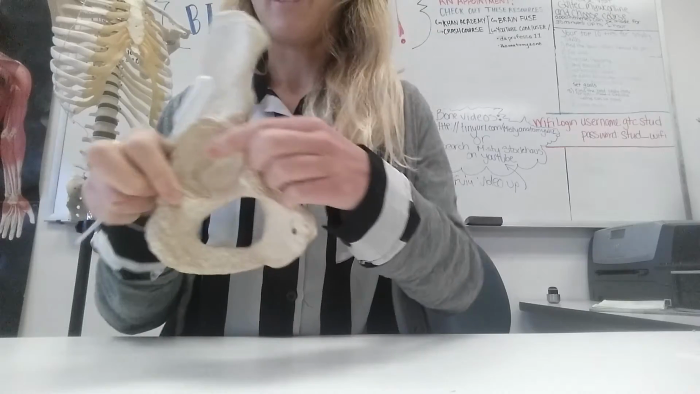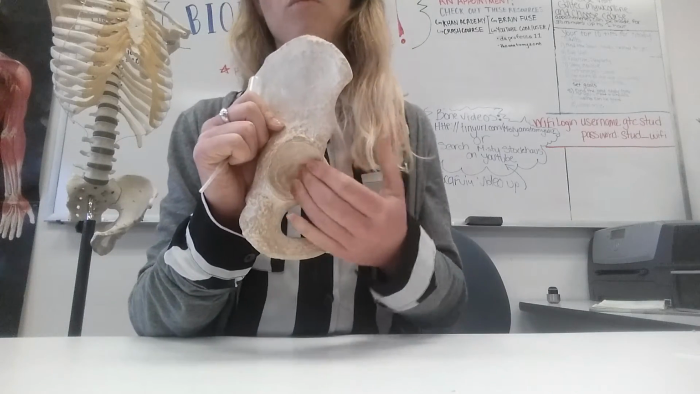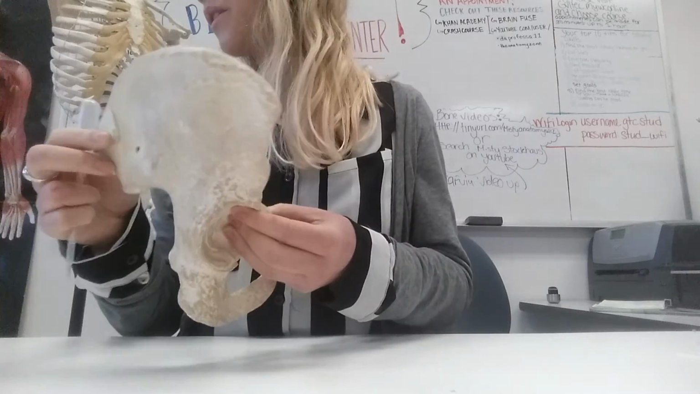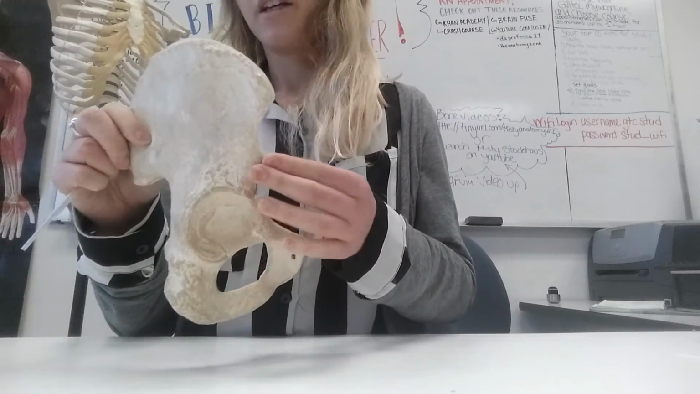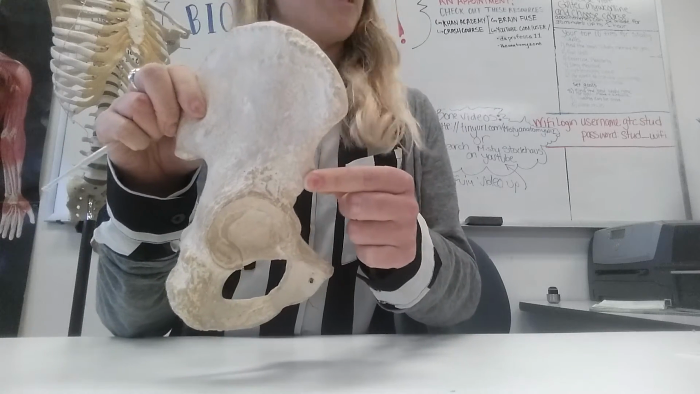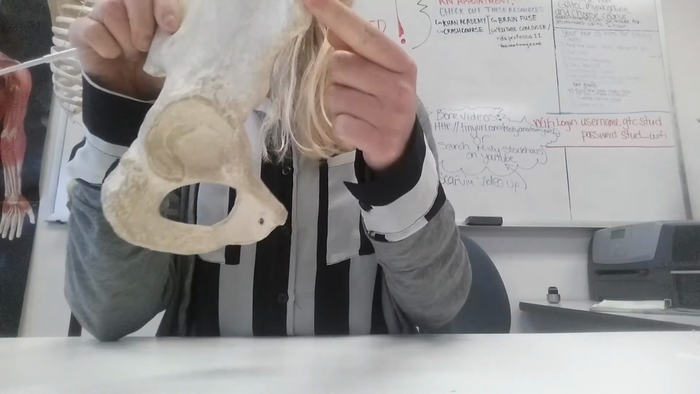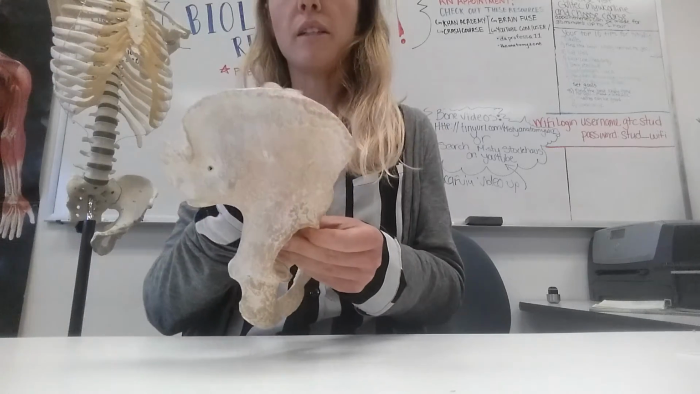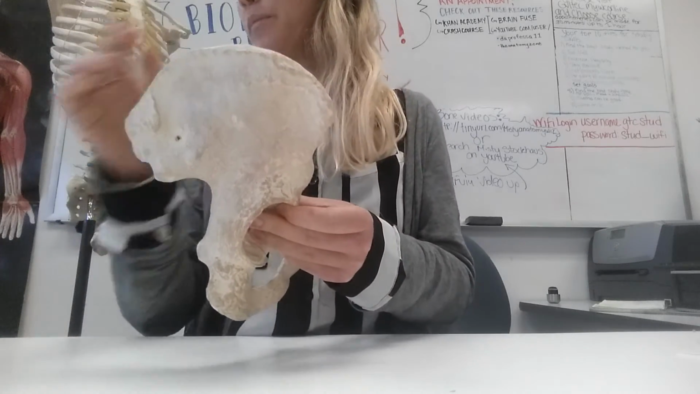We have the acetabulum, which is this big concave surface right here. This is where the head of the femur articulates with the pelvis. Then we have the anterior inferior iliac spine, which is here, and the anterior superior iliac spine, which is here. And then the iliac crest is the top, right there.